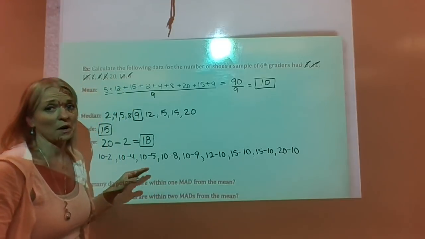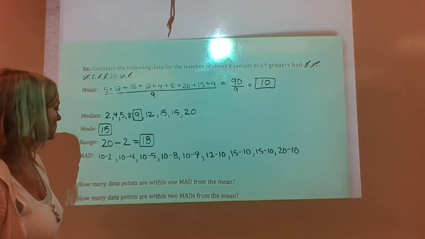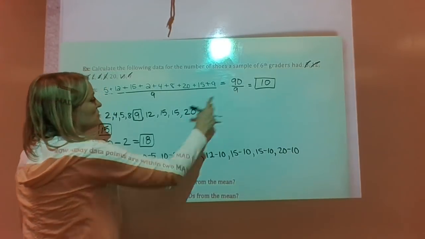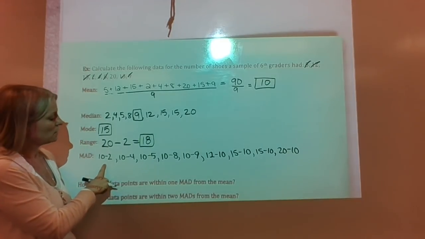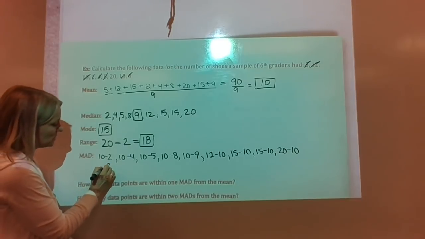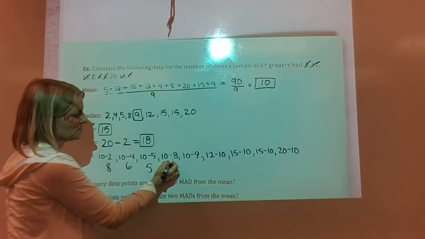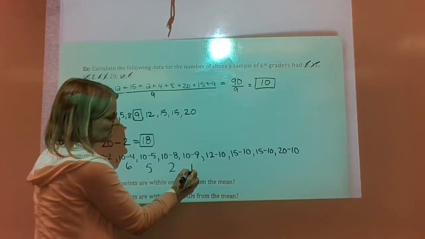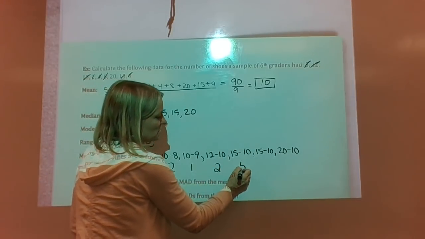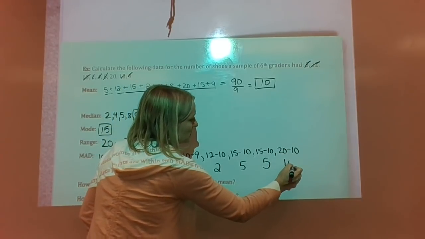Okay, make sure you guys are writing all this out. Since this is something new, you're going to want every bit of the work that goes along with it. Okay, so again, this 10 comes from my mean. So the mean is what I subtracted from all my data points. So now I just find these answers. So it's 10 minus 2 is 8, 10 minus 4 is 6, 10 minus 5 is 5, 10 minus 8 is 2, 10 minus 9 is 1, and then 12 minus 10 is 2, 15 minus 10 is 5, this one's 5 again, and then 20 minus 10 is 10.